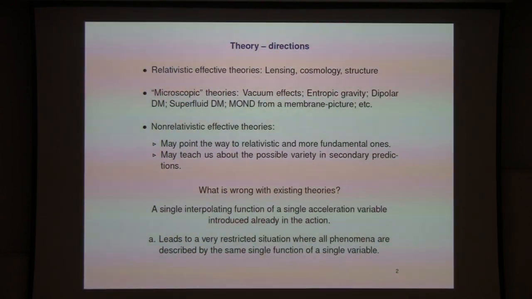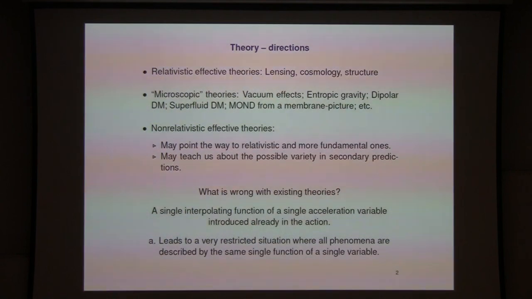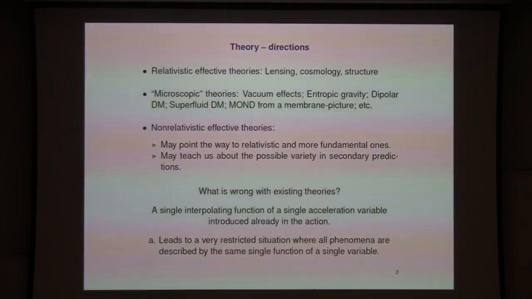One reason is that these theories involve the so-called interpolating function, which interpolates, of course, between the Newtonian regime and the deep-MOND regime, but they are put in by hand. Not only are they put in by hand, they are put in at the very basic level of the theory, the Lagrangian already. And what are they? They are just a single function of a single variable. And that is, first of all, indicative that the theory cannot be fundamental.